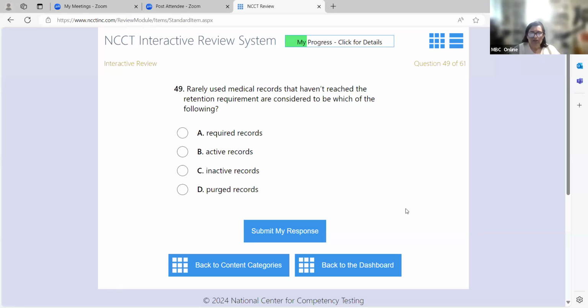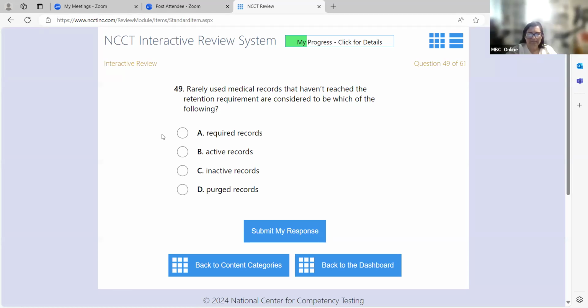Rarely used medical records that haven't reached the retention requirement are considered to be which of the following? Required records, active records, inactive records, or purged records? They're not used that much, and they haven't quite reached the requirement. We got A. Anything else besides A?